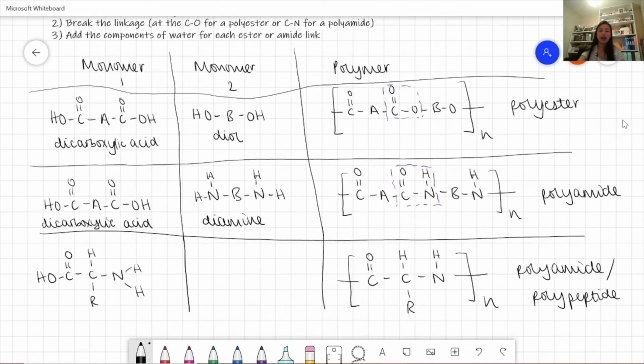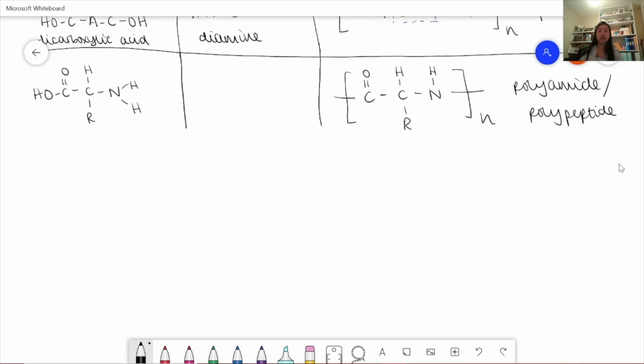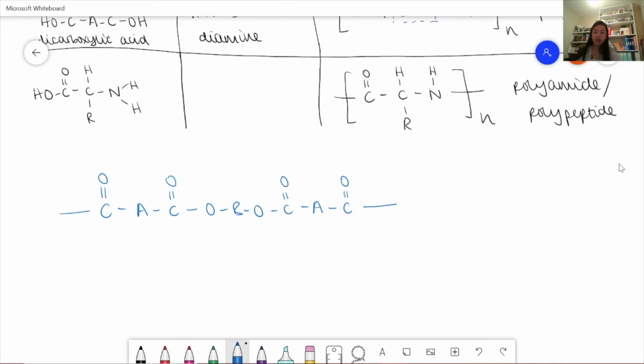And so if we look at a quick example of just a general condensation polymer. So we have carbon double bonded with an oxygen and then A. And then we have O, CO, C double bond A, C double bond O. And so you can see this is a polyester, because we've got this classic ester group there.